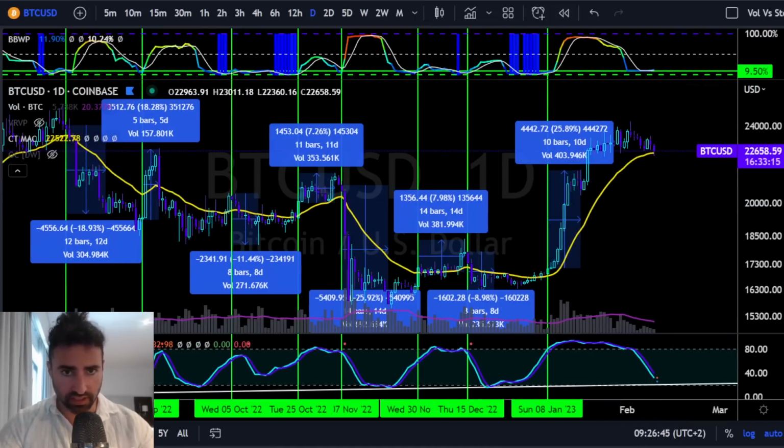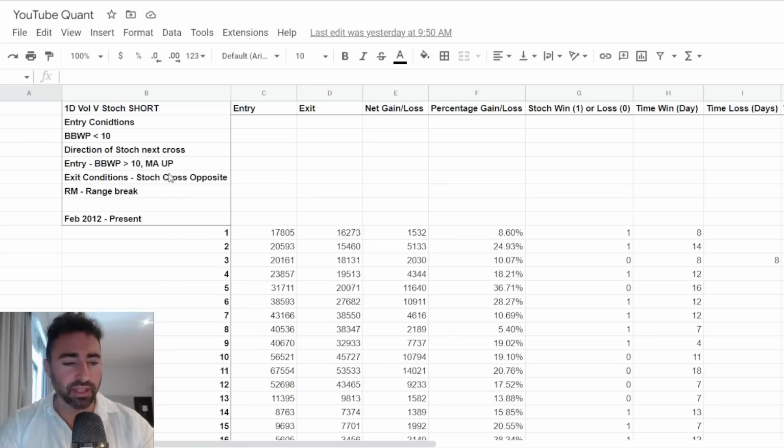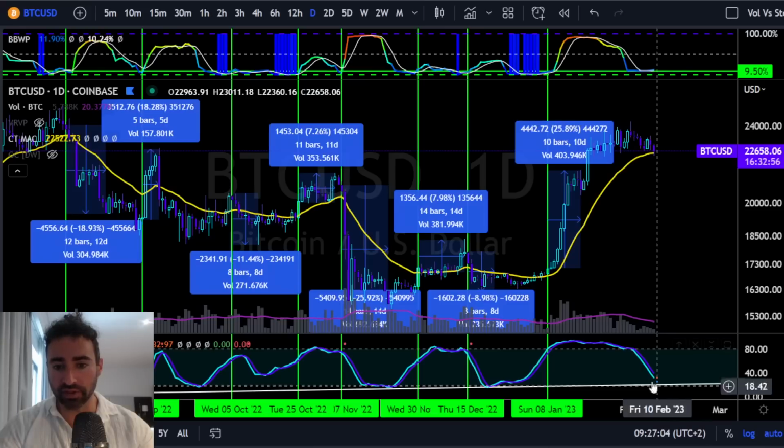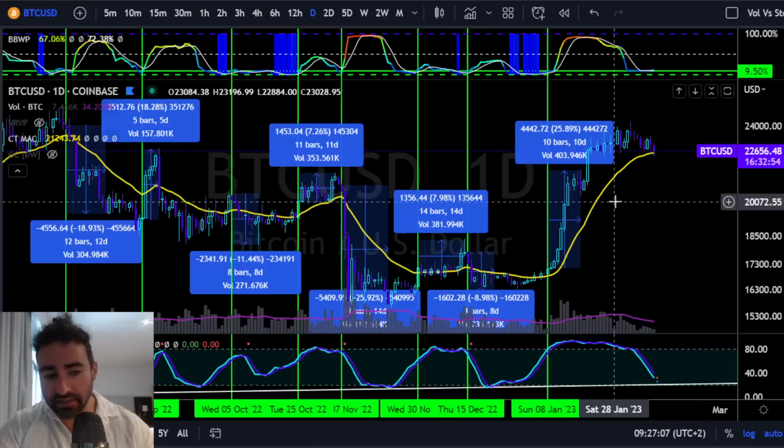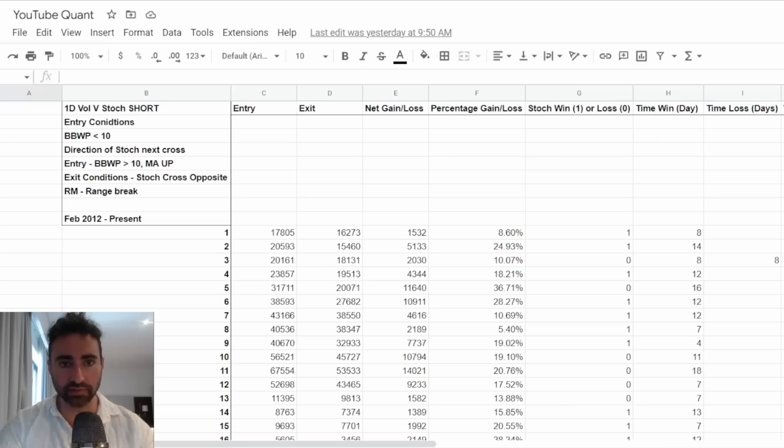In fact, we can go reference my spreadsheets over here, and I've actually backtested all the setups on the daily for the short side and the long side, basically for the full eternity of Bitcoin. In this case, because the stochastic oscillator is pointed to the downside, that does imply that there is a higher probability of a downside move.